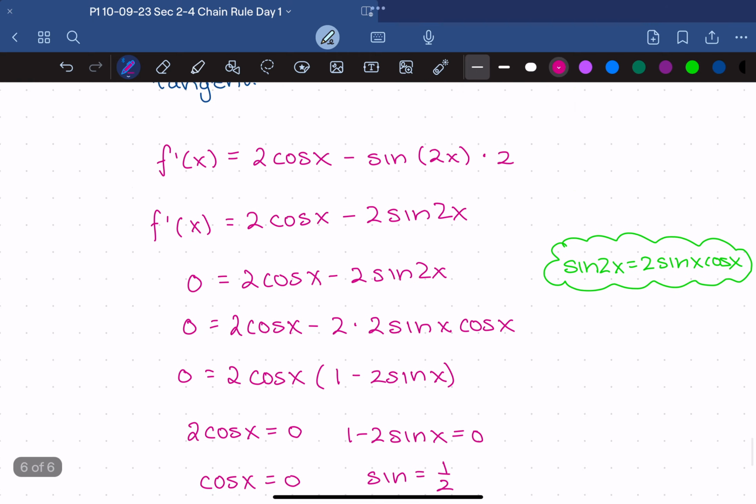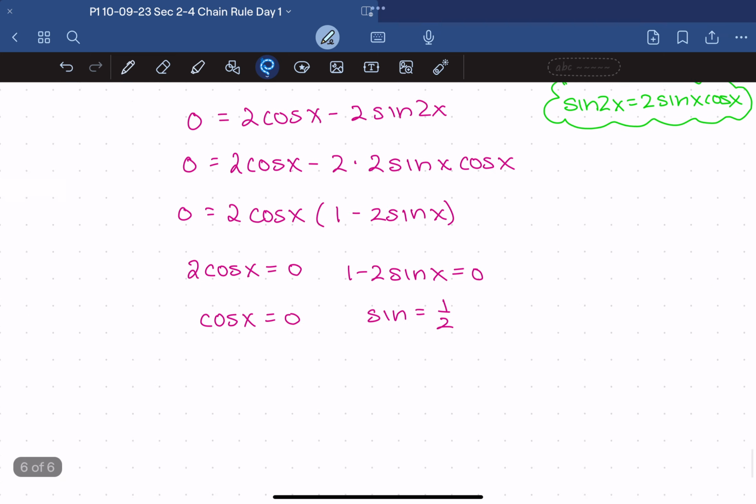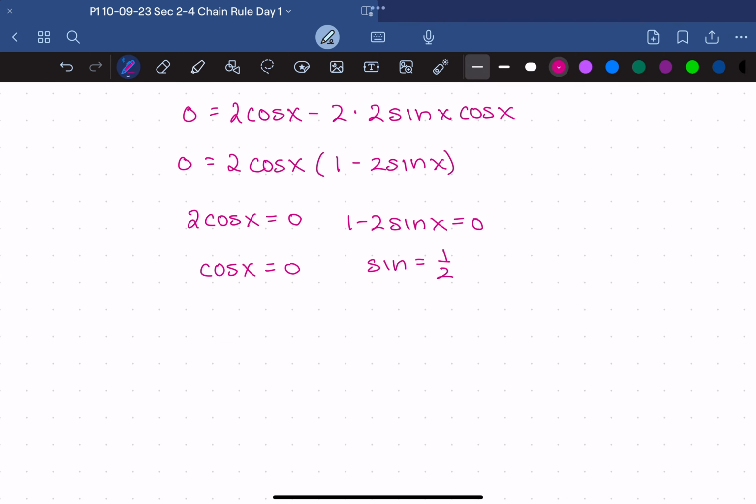Now I'm going to go back to the original problem because I kind of glossed over this, but it did give us an interval of 0 to 2 pi, so we only care about those answers. So within one rotation of a circle, where does cosine equal 0? It's going to equal 0 at pi over 2 and 3 pi over 2. Where does sine of x equal 1/2?